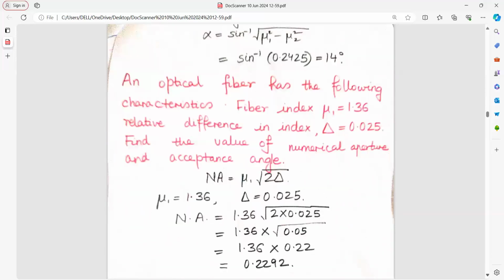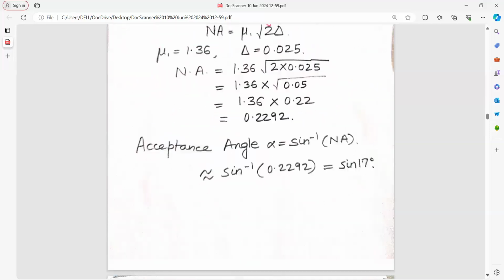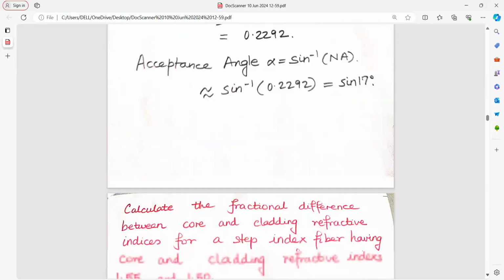Optical fiber has the following characteristics. Fiber index, relative difference in the index. Find the value of numerical aperture and acceptance angle. Here you get your straight away answer.